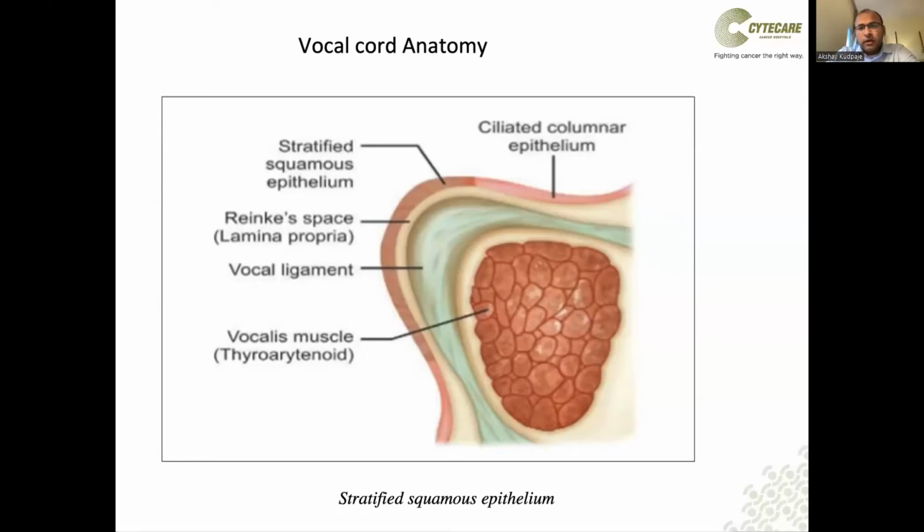Below the epithelium, the vocal cord has the lamina propria. The superficial lamina propria is called the Reinke space. Deep to the Reinke space, you have the intermediate and deep lamina propria, which condenses to form the vocal ligament. Deep to this is the vocalis muscle, which is a part of the thyroarytenoid muscle. This has very sparse lymphatics. As a result, for early T1, T2 vocal cord carcinomas, the neck need not be addressed, and the treatment includes only treatment of the vocal cord cancers.